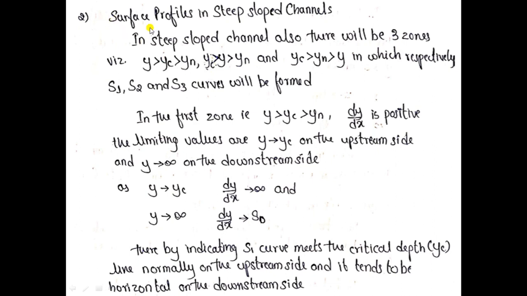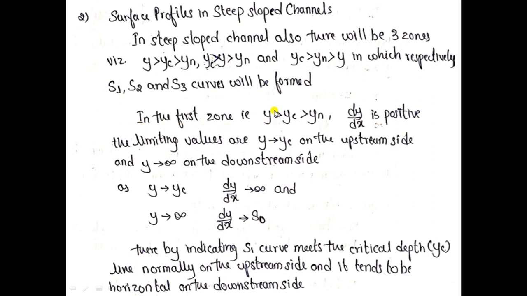Now, coming to surface profiles in case of a steep slope channel. In a steep slope channel, there are also 3 zones: the depth of flow is greater than the critical depth and normal depth, the depth of flow is in between the critical depth and normal depth, and the depth of flow is less than both critical depth and normal depth. Thereby we will get 3 curves, S1, S2 and S3.